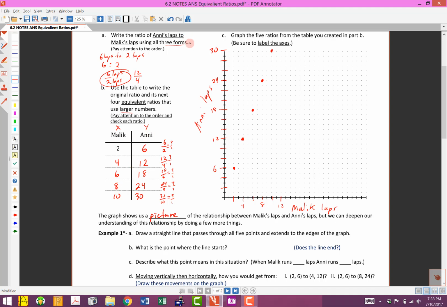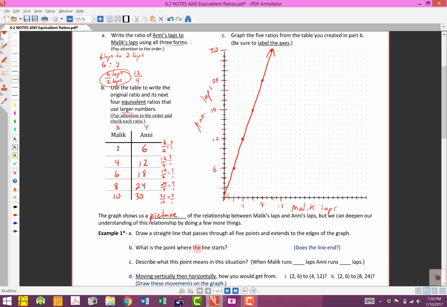So then it says to do this: draw a straight line that passes through all 5 points and extends to the edges of the graph. So we've got 1, 2, 3, 4, 5 points, and this one already is at the edge of the graph, but that one's not. So here's what I'm going to do. We're going to draw a straight line. Well, let me back up here. We're going to draw as straight a line as we possibly can, and we're going to go to the edges of each graph. So it's going to look something like this, okay?